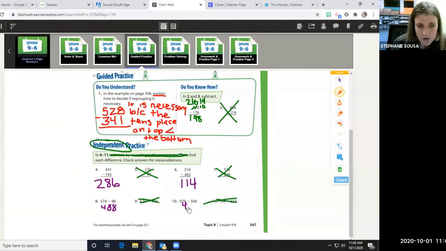Alrighty, so if you are on number 4, you should have gotten the answer 286. The answer to 516, subtract 402, should have been straightforward. There's no regrouping. It's 114. Number 8, 574, subtract 86, is the answer 488. 979, subtract 569, is 410.